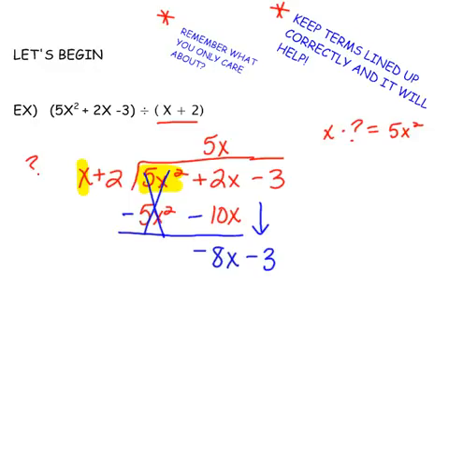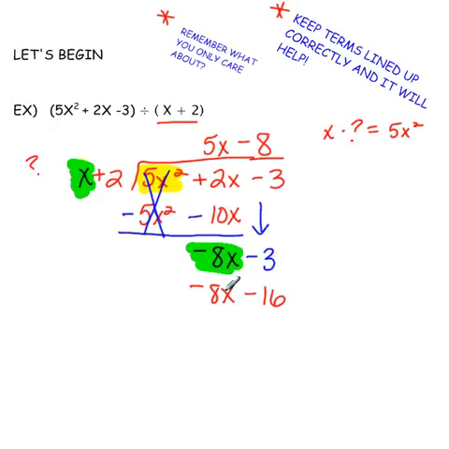Now here we go. What do we care about? We only care about the first term on the outside, and now the first term on the inside, which is a negative 8x. So let's repeat. Find the missing term. x times what will give you negative 8x? You're right, negative 8. Next step, after we find the missing term, let's multiply. Negative 8 times x is negative 8x. Negative 8 times 2 is negative 16.